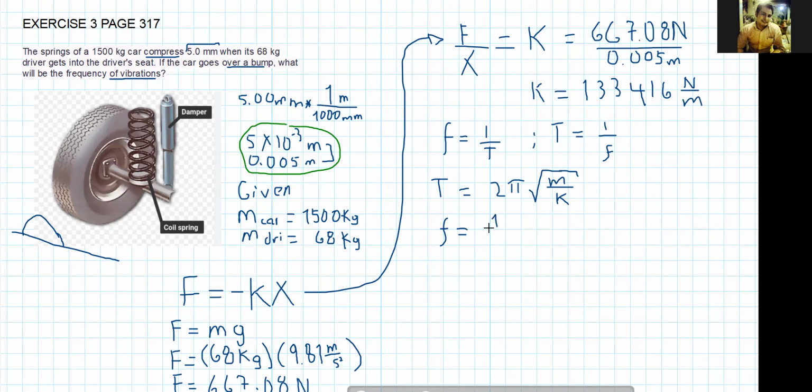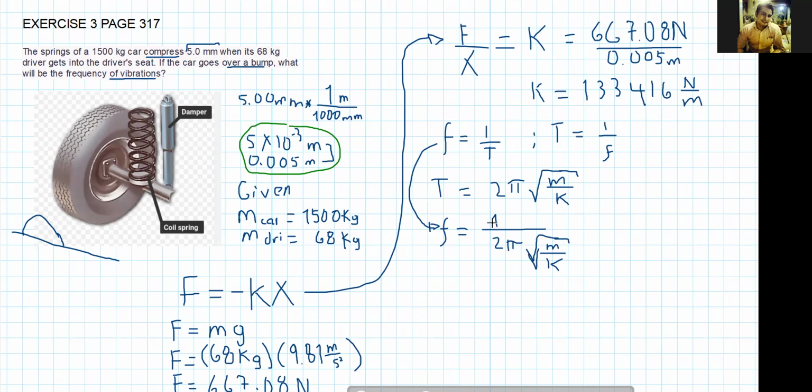What do I have to do? Just substitute, okay? So here, we'll substitute. Frequency is 1 over the period, and the period is equal to this. Okay, the period is equal to this. So now, I'll write here 2 pi square root of m over the constant of the spring, okay? This is what we have.